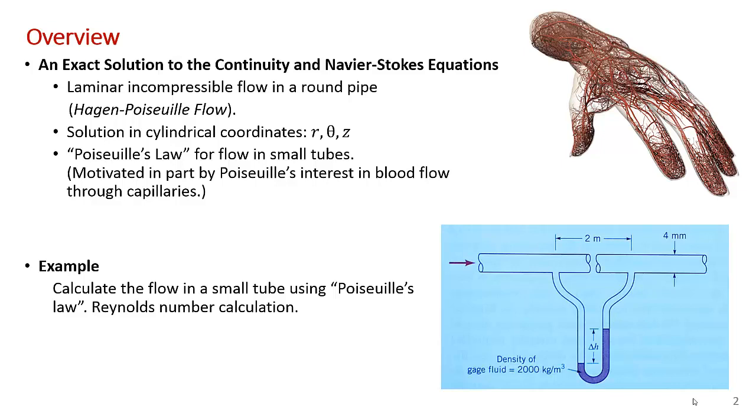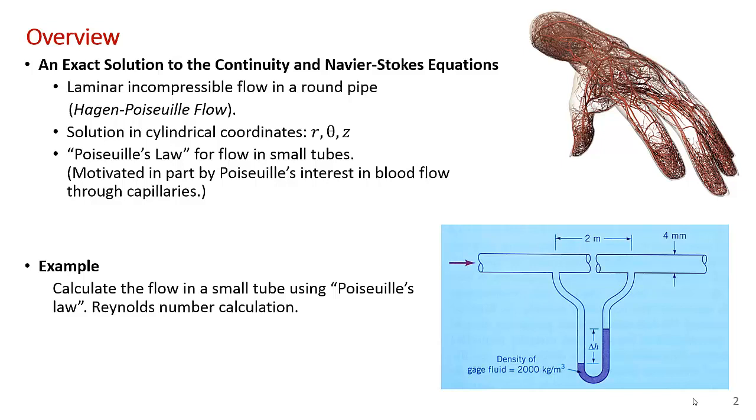The solution is going to be done in cylindrical coordinates, so r, theta, z, rather than x, y, z. The reason, of course, is because cylindrical coordinates are more appropriate when you're dealing with a round geometry like a pipe. The main result of this calculation will be something that's called Poiseuille's law, which applies for flow in small tubes. Now, strictly speaking, of course, it's not just small tubes. It's actually low Reynolds numbers where the flow is laminar. But this tends to happen in tubes of small diameter.